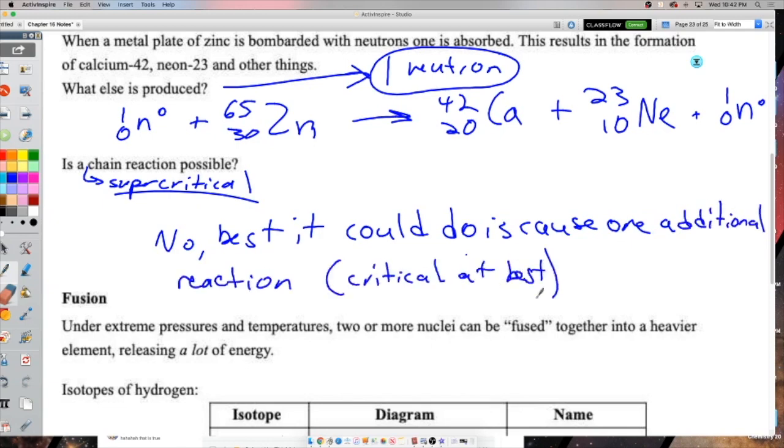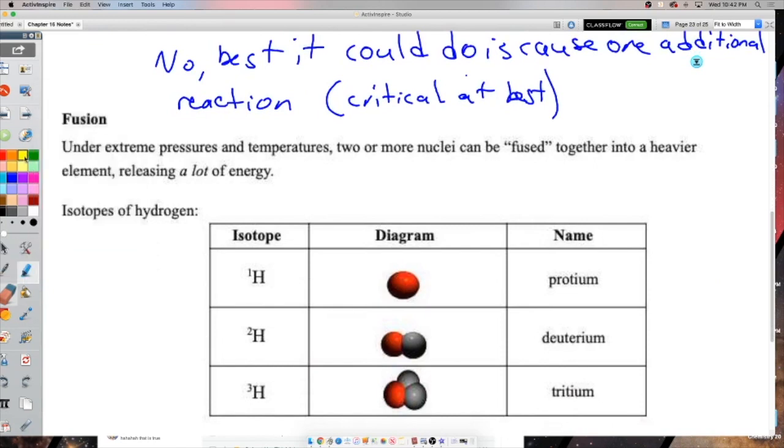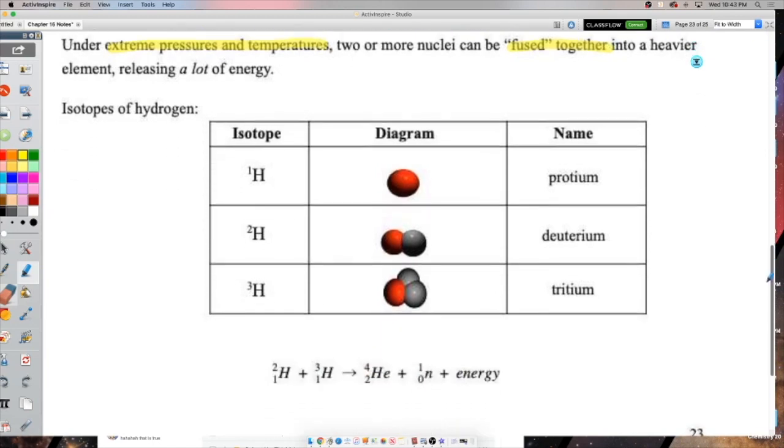Critical at best. Okay, that kind of wraps up fission. Moving on to fusion now, the other type of artificial transmutation. Now, fusion is never spontaneous, and you'll see why when we talk a little more about it. It only happens under extreme pressures and temperatures. Two or more nuclei can be fused together, hence the name fusion, into a heavier element, releasing a lot of energy, at least a lot of energy for the mass that goes in.